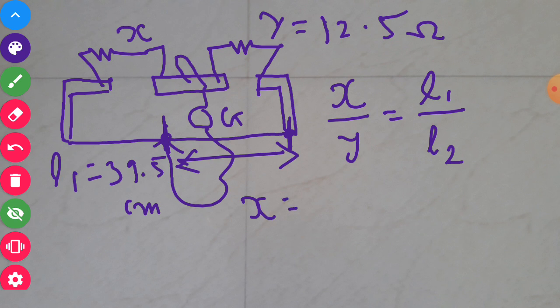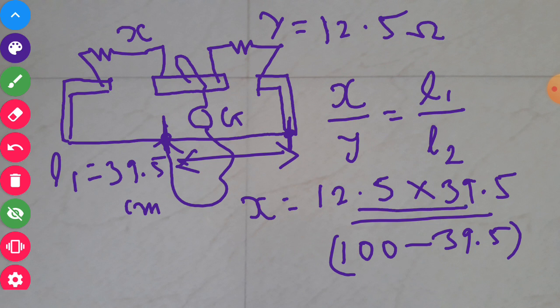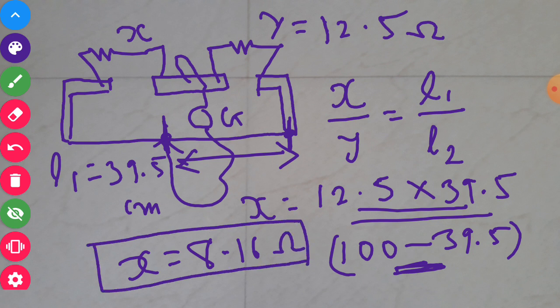X is equal to Y, which is 12.5, multiplied by L1, that is 39.5, divided by L2, which is 100 minus L1, so 100 minus 39.5. Whatever value you get, multiply these two and divide by this value, you will get the answer. The answer of X will be 8.16 ohm.